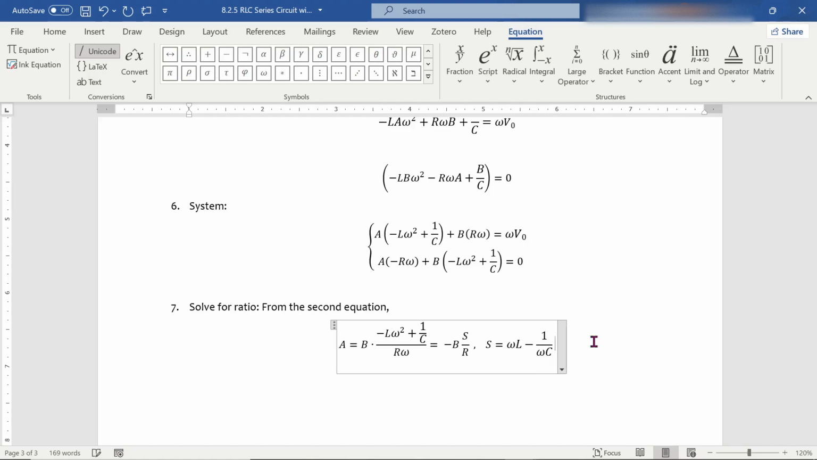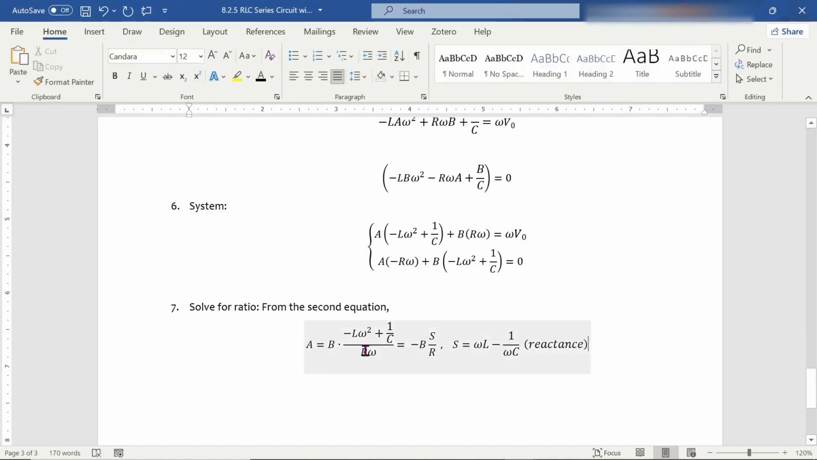And this is our, if you can remember, this is the equation for our reactance. Okay, so anyway, we now have here A, and through this we can also find the equation for B. So we substitute A into the first equation.